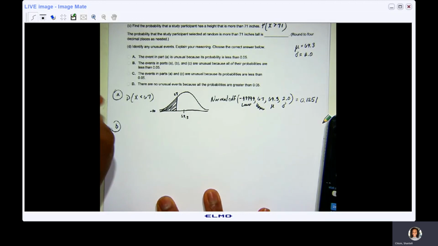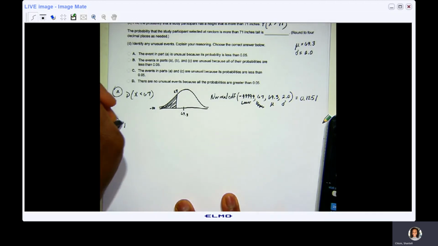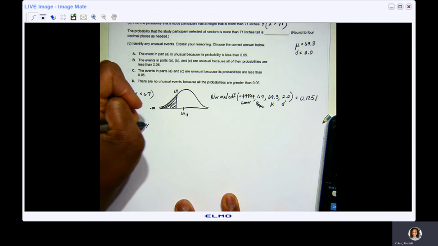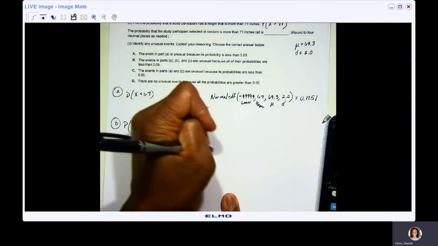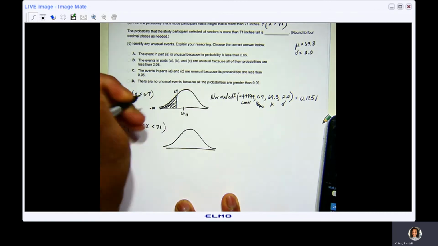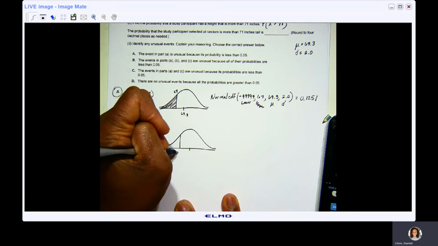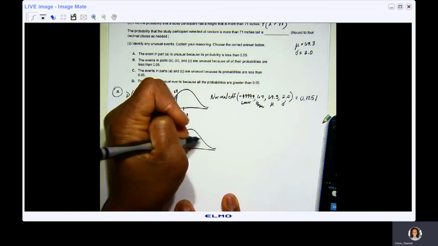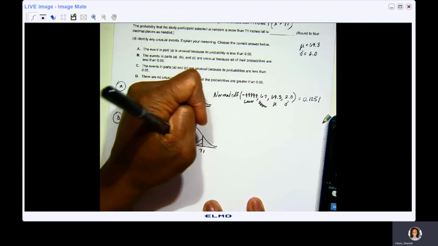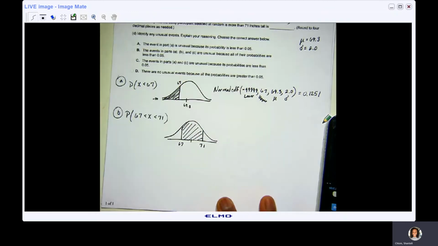Okay. Part B would be similar, only it's bounded on both sides. X is in between 2 values. So I want you to see the picture as well here, and then I'll put it in the calculator again. 67 is smaller than the mean, so I'm going to put it to the left. 71 is slightly bigger, so I'm going to put it to the right. And we're looking for the area between them.